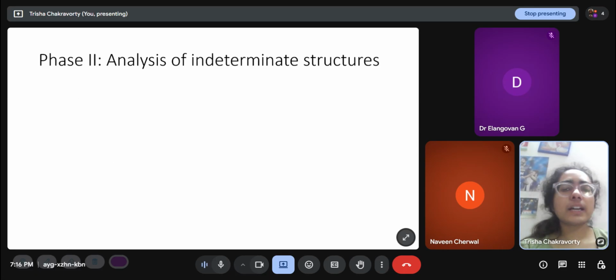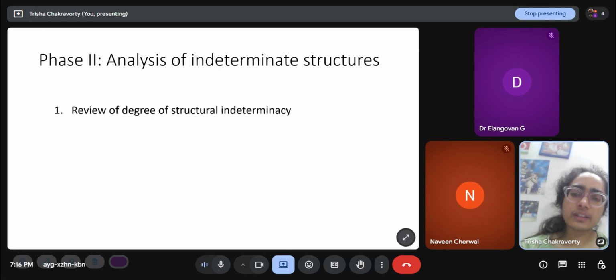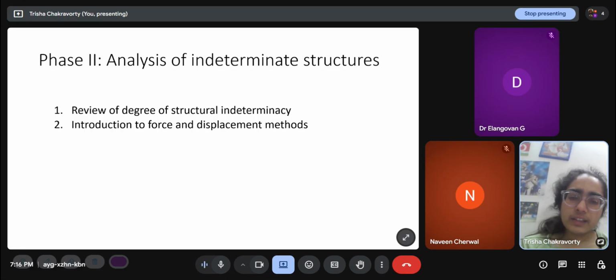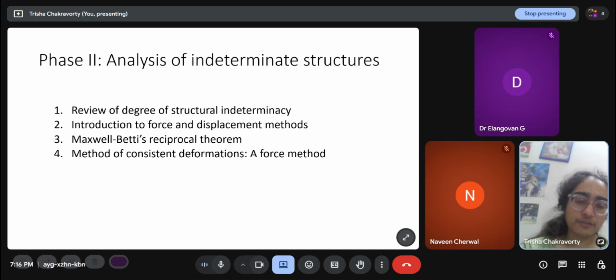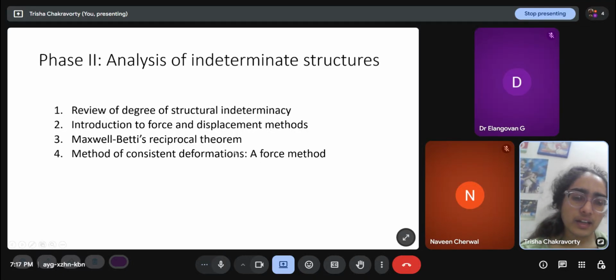And phase 2 starts. We start with analysis of indeterminate structures and review of structural indeterminacy: review of degree of structural indeterminacy, introduction to force and displacement method, Maxwell-Betti's reciprocal theorem, method of consistent deformations, which is a force method. So far, in the previous 2 weeks, we have looked at how to apply them to beams and trusses. Today, we'll look at how to apply them in frames.